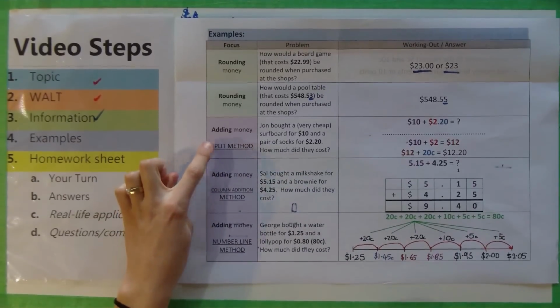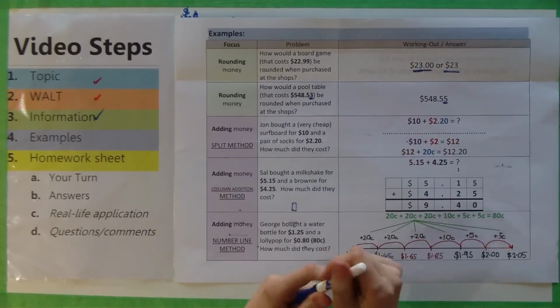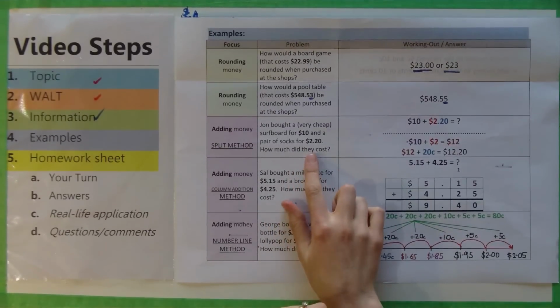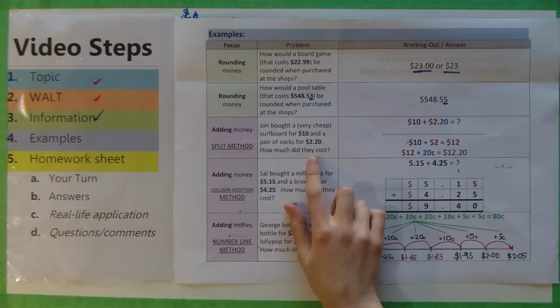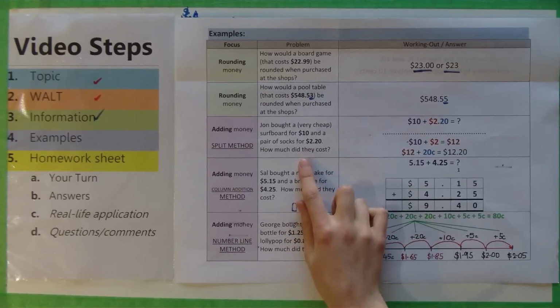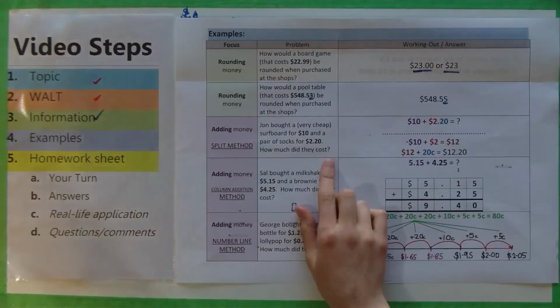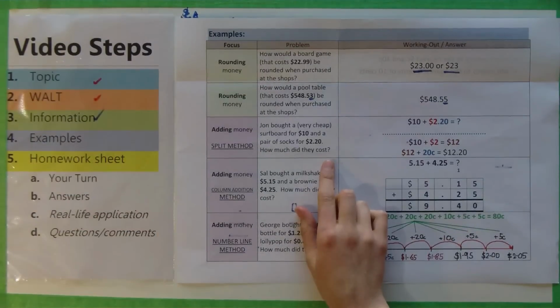Moving on to adding money. This is just a split method. So here the question is, John bought a very cheap surfboard for $10 and a pair of socks for $2.20. How much did they cost? So this is trying to work out how much it would cost altogether for him.